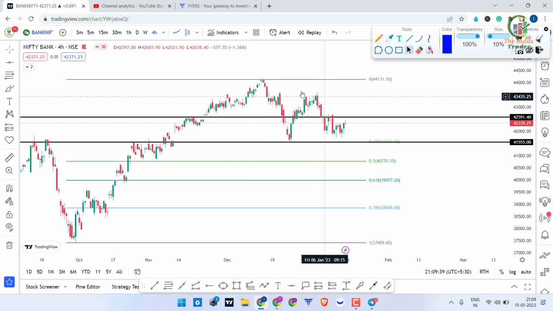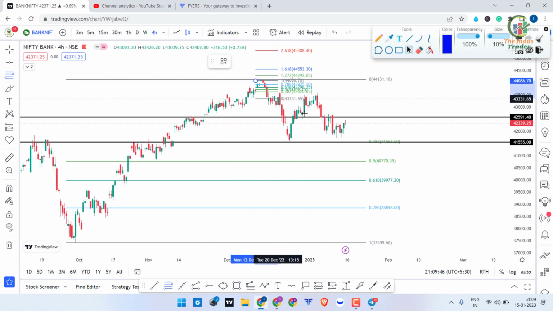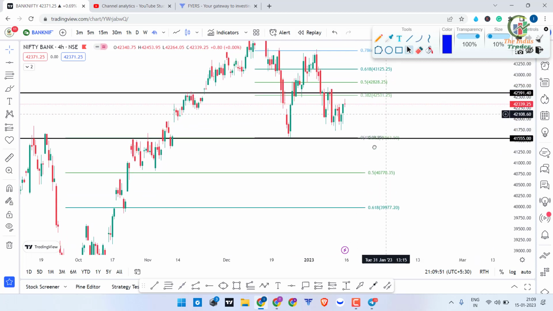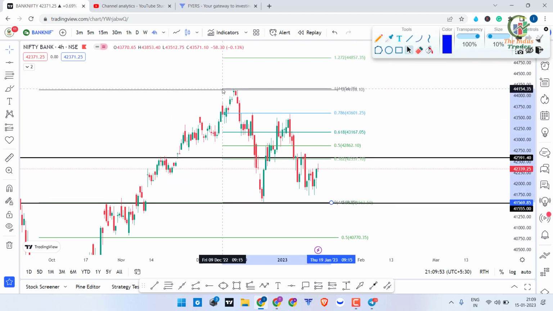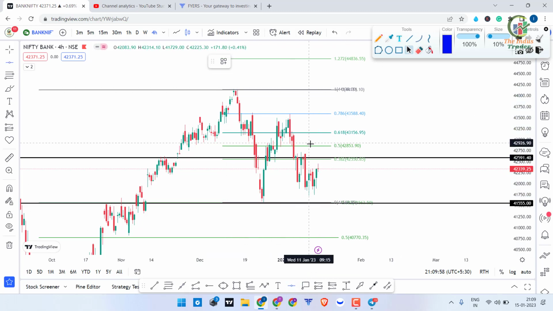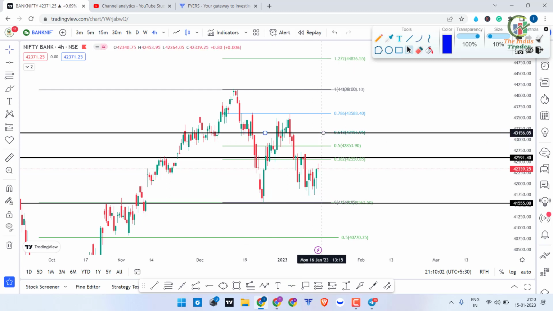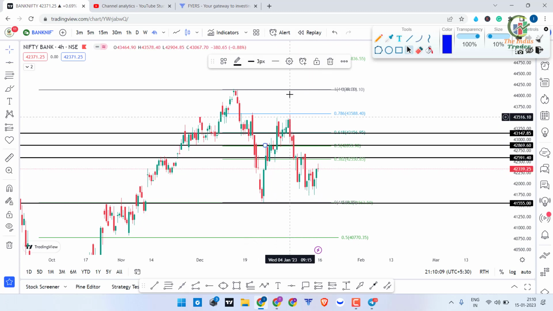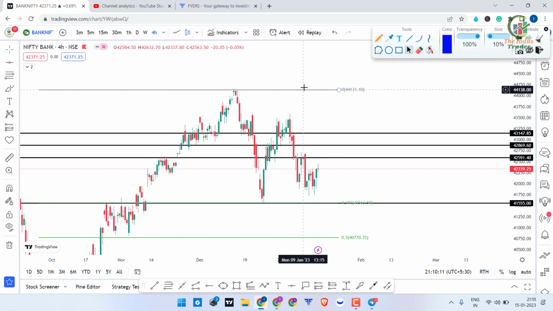So we marked two important levels in the 4 hour time frame, and now let me apply Fibonacci from this high to this low. Here again we mark this 0.6 level, and also we mark the 0.5 level. Okay, let me remove this Fibonacci for now.